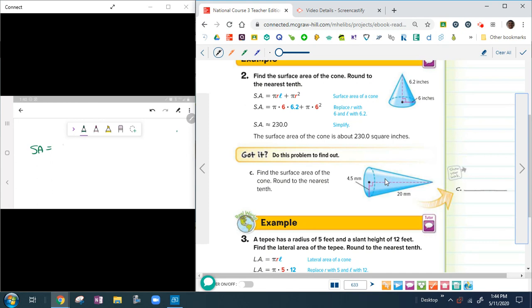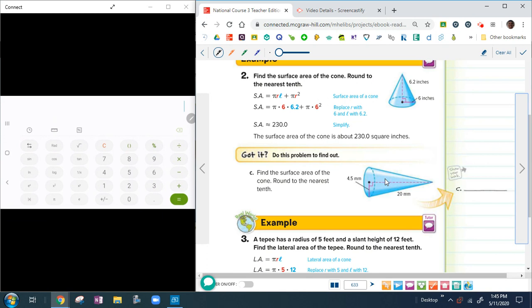I found this. Pi r L plus pi r squared is my formula. I am going to substitute in the radius, this is C, by the way. I got it. The radius there is 4.5. The slant height is 20. And we're going to add to it pi times the radius squared, which is going to be 4.5 times 4.5. Whew, all right, let's see if I can calculate all this.